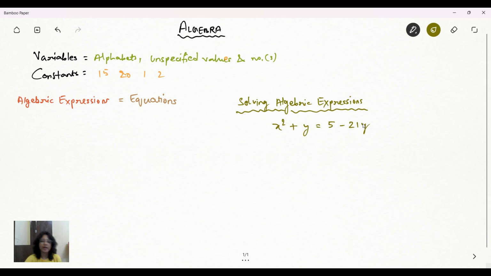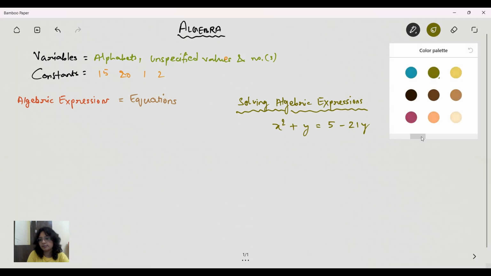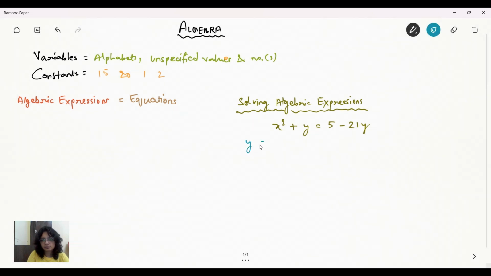Isolating y from this equation means that you have to take out y and keep it on one side of the equal sign. That means you are expressing y in terms of the other factors, whatever is present. So here, you are making y the subject.